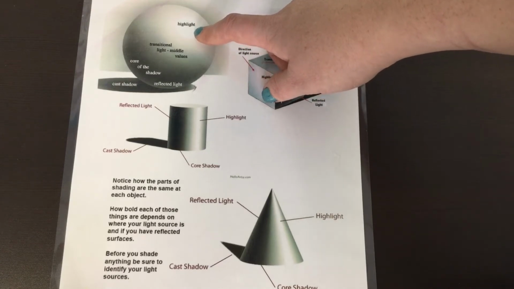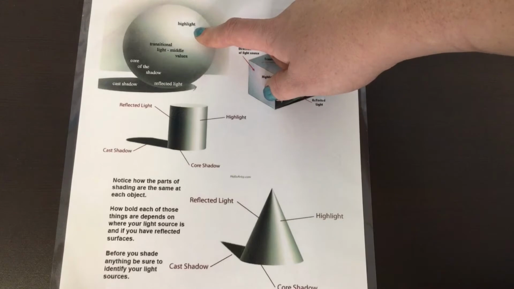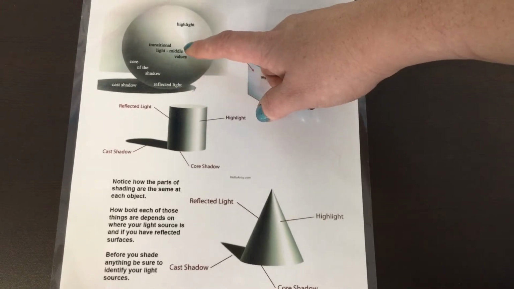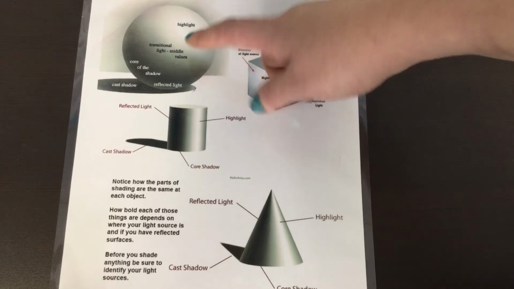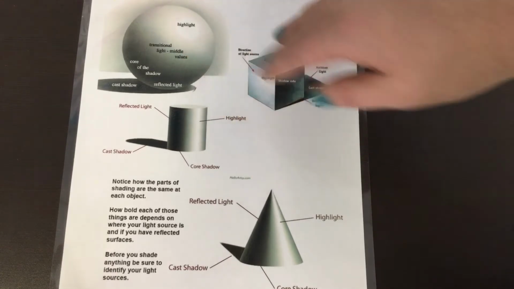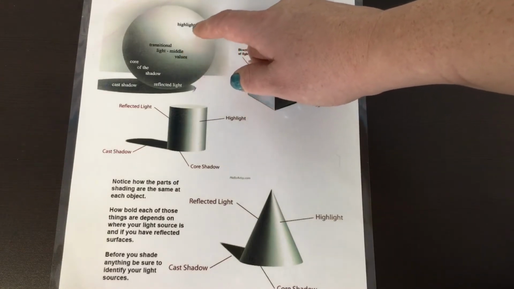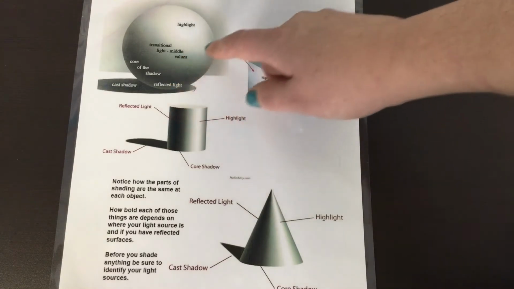So as you see here, there's the highlight, which is the very brightest part where the most light is showing on whatever object you're drawing, in this case, the sphere. Next, there's the transitional light, or they call it the middle value, okay? And value just means from light to dark, dark to light. It's a gradient, and a gradient is the same thing. It's another word for from light to dark, dark to light.